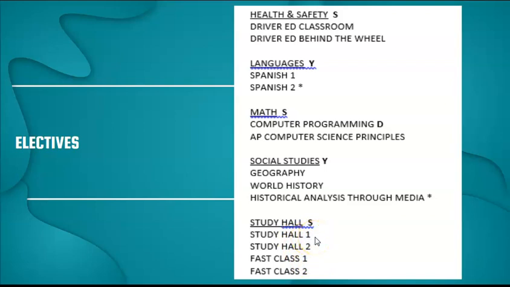You can take a study hall if you wish. You can take it all year, or you could just take it a semester. Fast class is like a study hall, only it's in a smaller setting, and there are 2 teachers in there to help students with their homework, help study for tests, just kind of be there to answer any questions you might have for completing homework.